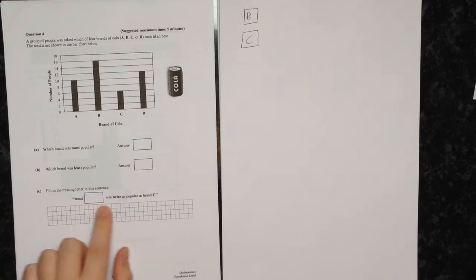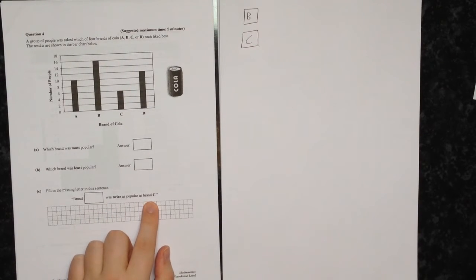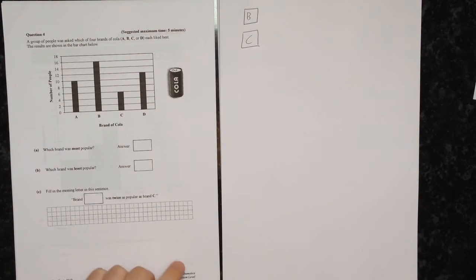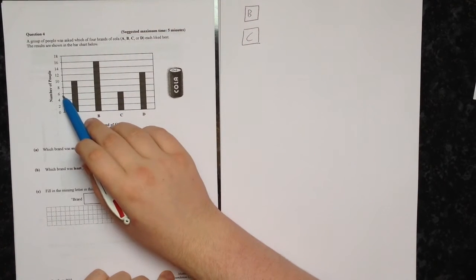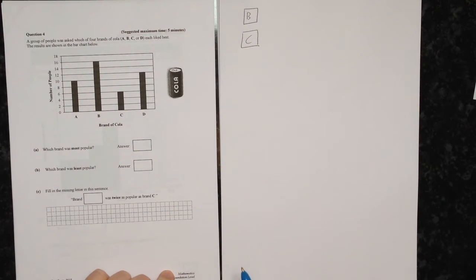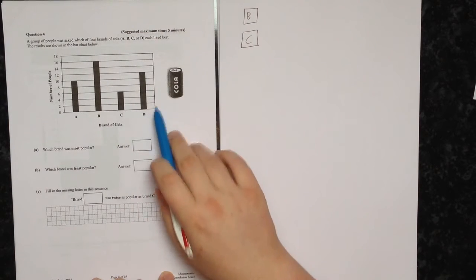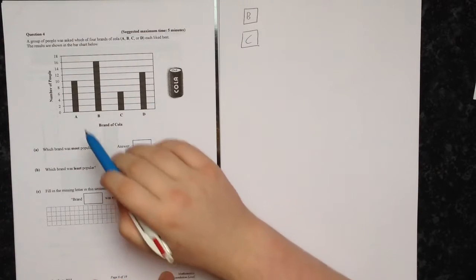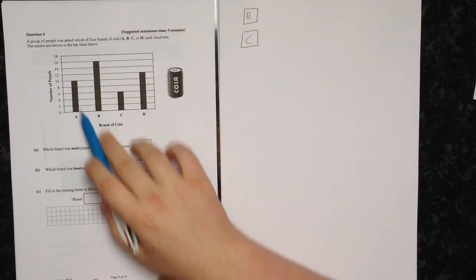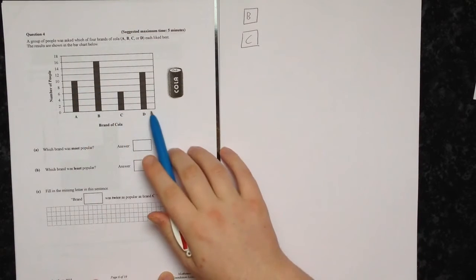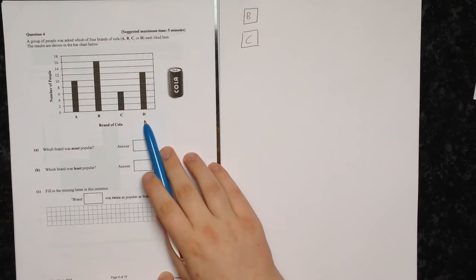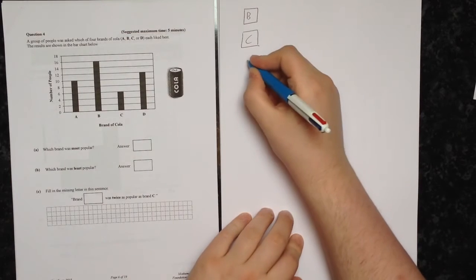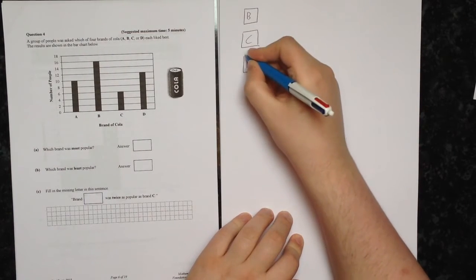The next part says, fill in the missing letter in this sentence. Brand blank was twice as popular as brand C. Okay, well the first thing we need to look at is how popular was brand C. Brand C was liked by 6 people. So to be twice as popular, it must have been liked by 12 people. So which of the other brands were liked by exactly 12 people? Brand A was liked by 10, brand B was liked by 16, and brand D was liked by 12. So the answer is brand D was twice as popular as brand C. The answer is D.